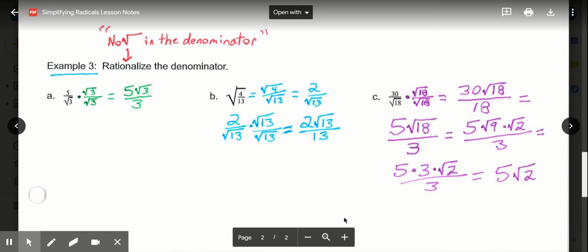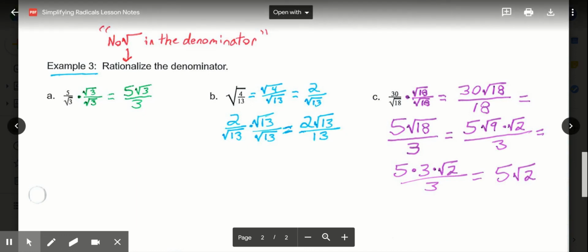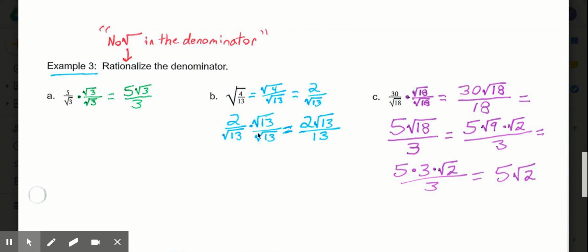In B, we first have to split top and bottom, so we have square root of 4 over the square root of 13. Square root of 4 is 2, so we have 2 over the square root of 13. Now to get rid of the square root of 13 on bottom, we have to multiply top and bottom by the square root of 13. So the top becomes 2 square root of 13, and the bottom is just 13.